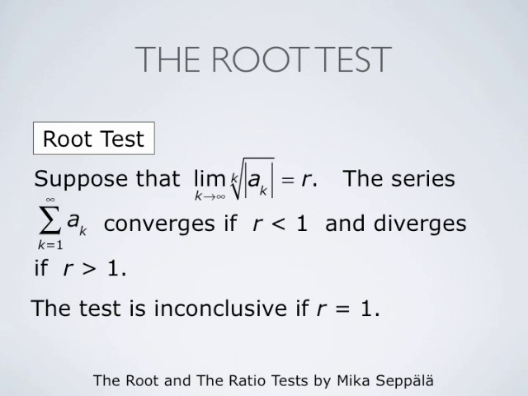In the root test, we study the series summation k from 1 to the infinity a_k. Assume that the limit of the quantities kth root of the absolute value of a_k exists as k goes to the infinity. If this limit is less than 1, then the series converges. If that limit is greater than 1, the series diverges, and the test again is inconclusive if this limit equals 1.